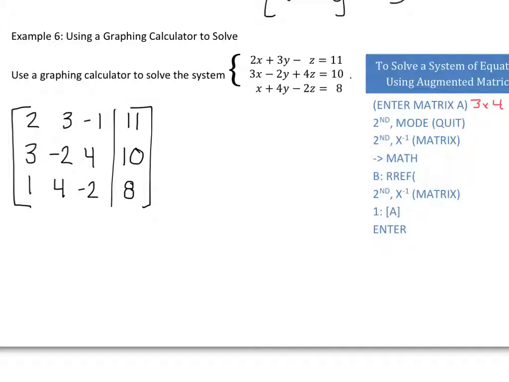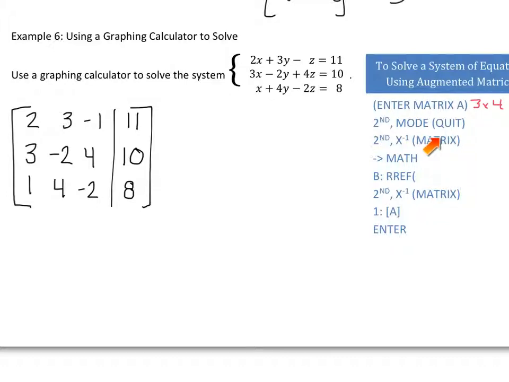Okay, once you have your matrix in there, it's a 3x4. It looks like this, except no line. All right, now we're over here with these steps. So hit second quit to get out of it. And now we're going to tell the calculator what to do.